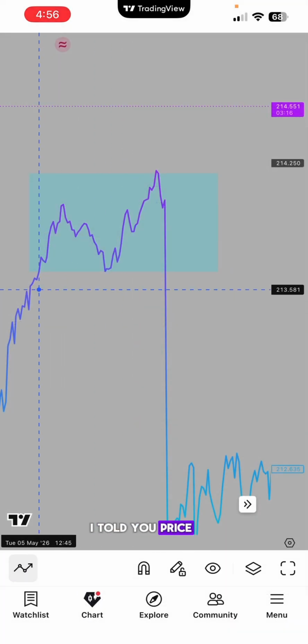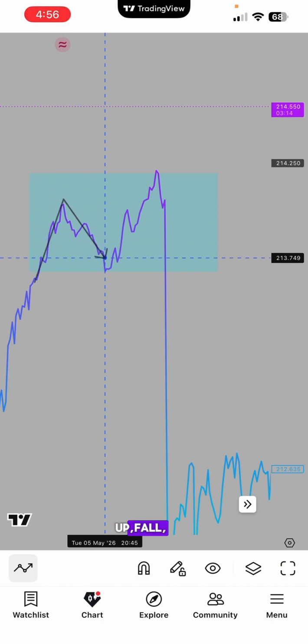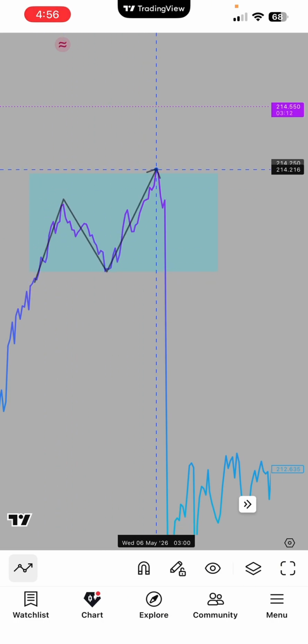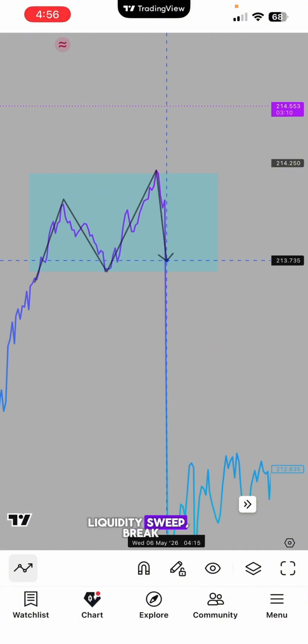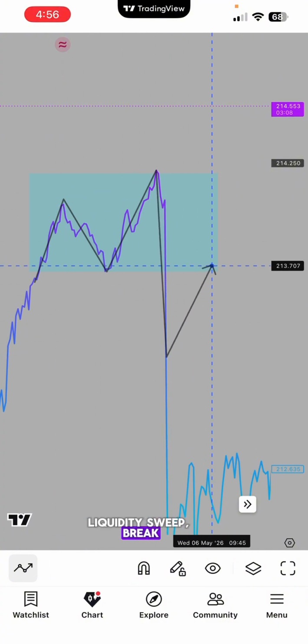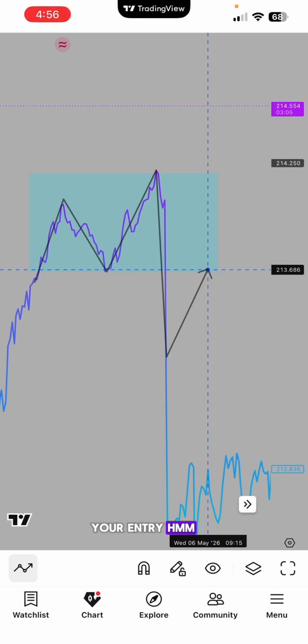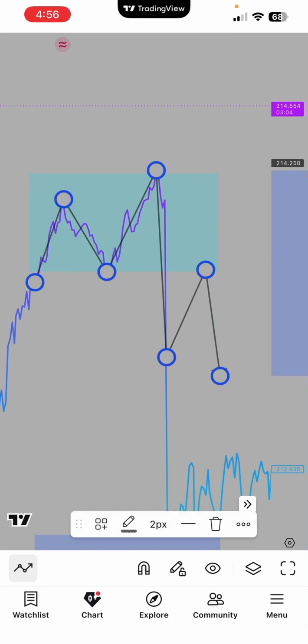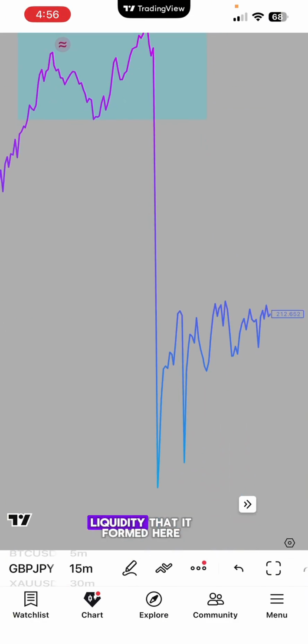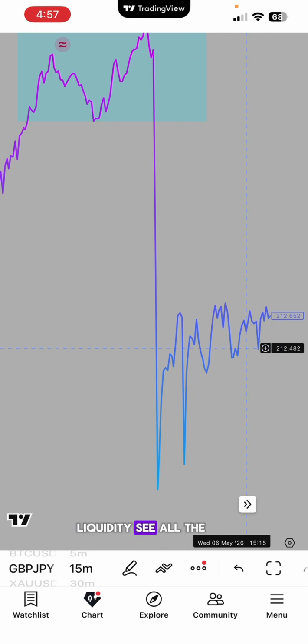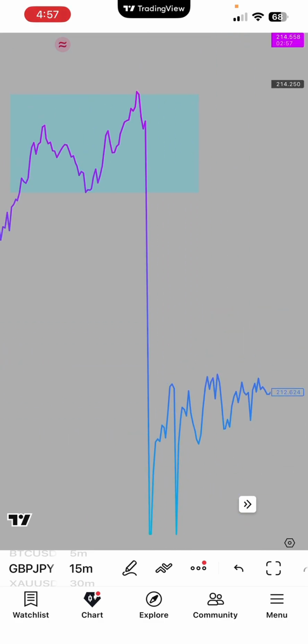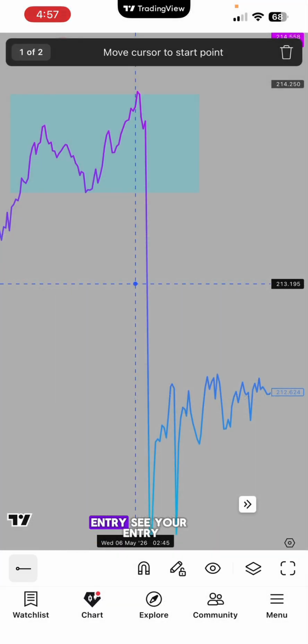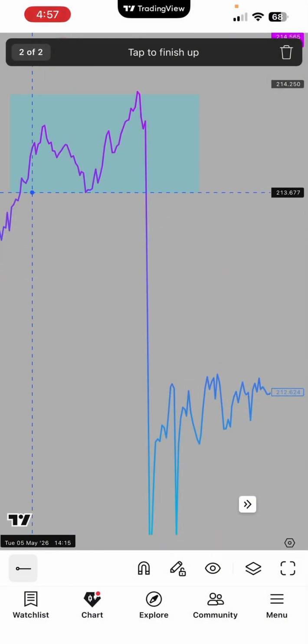I told you, price will give what? Up. Fall. Liquidity sweep. Break. This will be your entry. See all of the liquidity that it formed there. See all the liquidity that it formed. Entry. See your entry here, right?